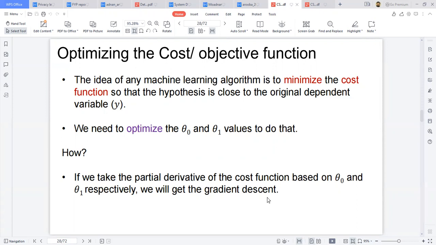So we have to take the partial derivative. We can fix theta naught and find the partial derivative with respect to theta 1. Then we can fix theta 1 and take the partial derivative with respect to theta naught. Then we can find the exact line.